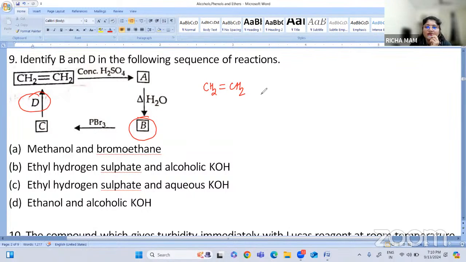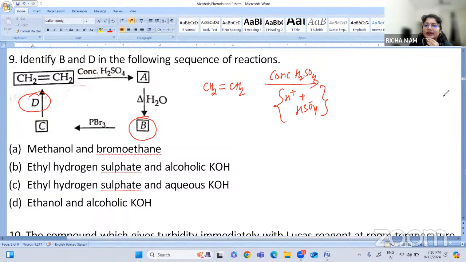Now what is happening with ethene? We are treating it with concentrated H2SO4. So one of the hydrogens is replaced by H plus and HSO4 minus. This will split.